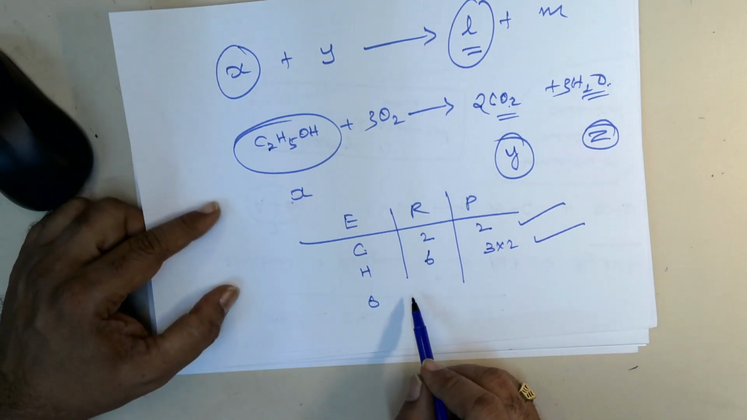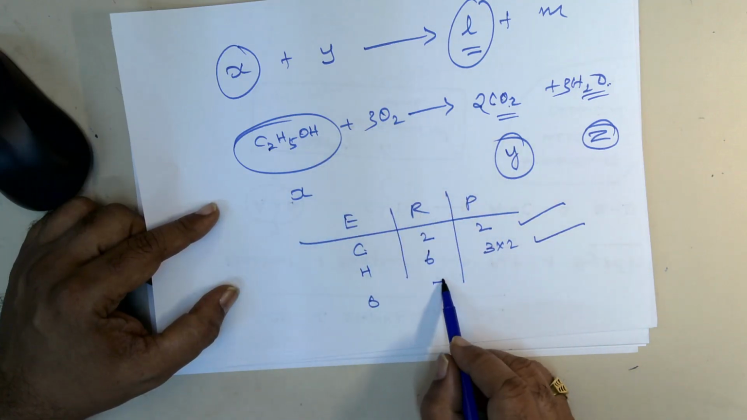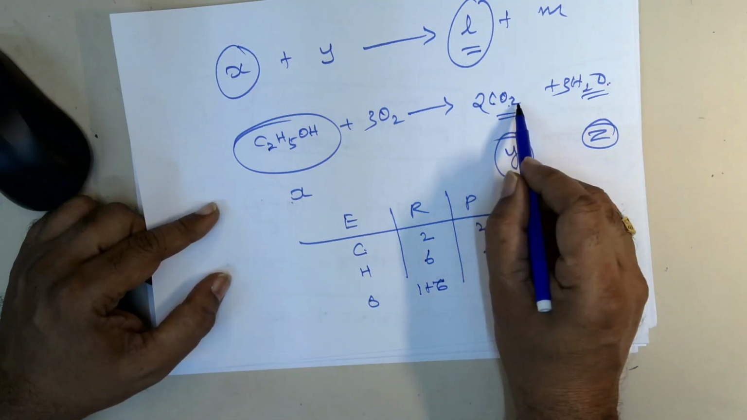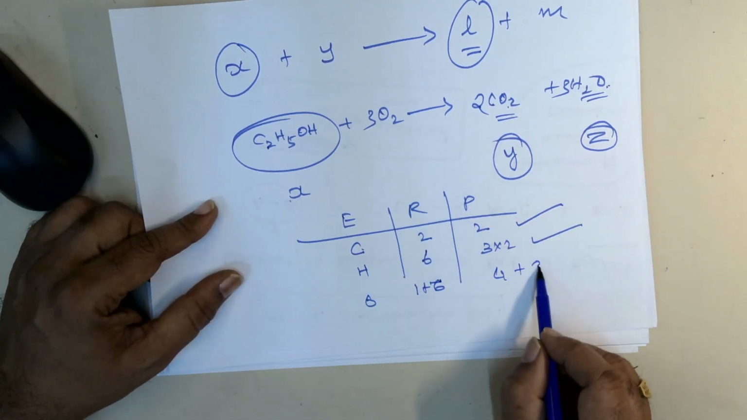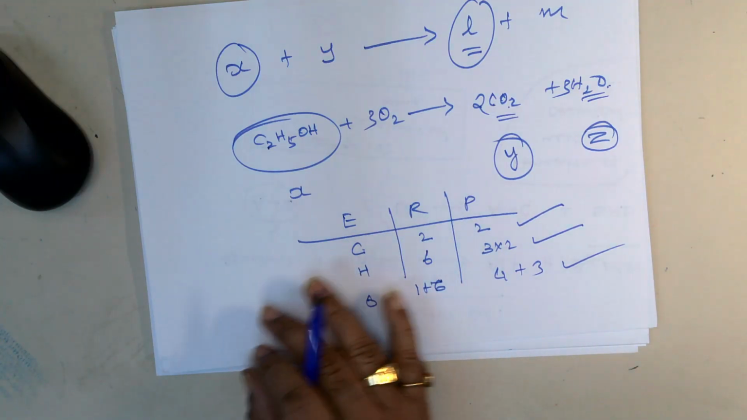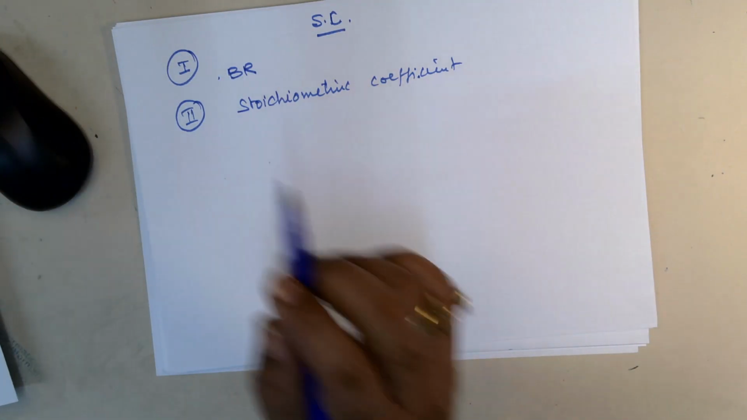And then oxygen: one, three twos is seven. One plus six, right? And what about here? Two twos are four plus three, seven. So that is also balanced, right? So first of all, we must ensure the balancing of the chemical reaction that I have done.